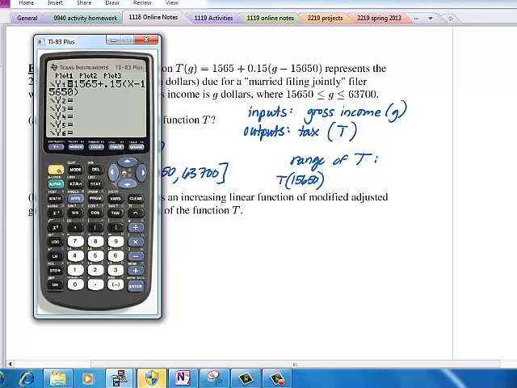I'm going to do a table. I'm going to do table sets so I can enter values that I want to. I want to put in 15,650 for G. I can see that if I had been paying attention, I would just get that second factor to cancel, so I should just get 1565, which we do.